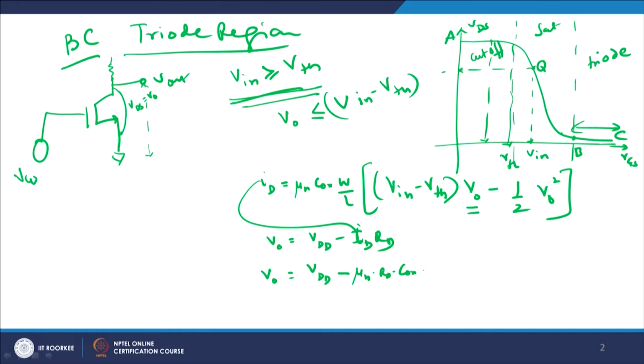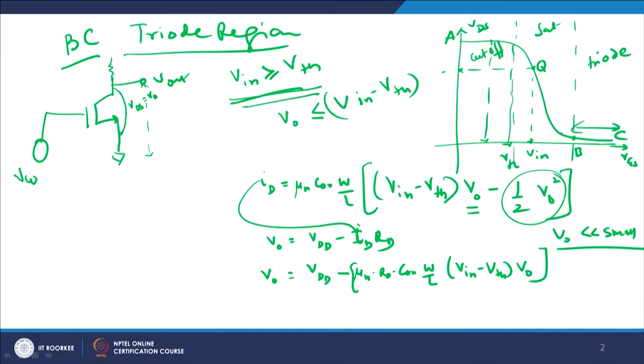into C oxide into W by L into V in minus VTH into V0, assuming that my V0 is very small. So if V0 is very small, V0 square will be negligibly small, and this can be approximated to be equal to 0. For example, V0 is say 0.01 or so, whatever, then if you multiply it by 0.01, I get 1 into 10 to the power minus 4, and so it is very small as compared to these quantities here, and therefore you can safely say that V0 equals VDD minus this whole quantity into V0.